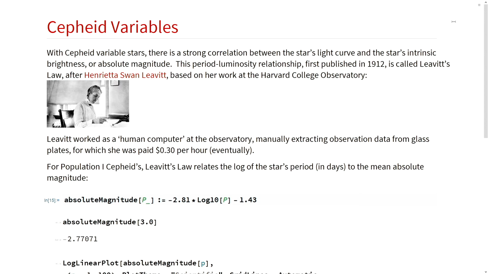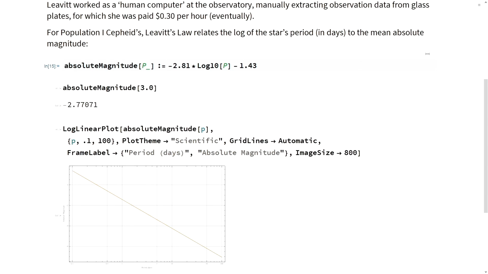But what she determined was that for population 1 Cepheids, there's a simple relationship between the star's intrinsic brightness, its absolute magnitude, and the period of its light curve. They're related by log base 10. So this is called Leavitt's Law, and we can write it in Mathematica as: absolute magnitude is negative 2.81 times log base 10 of the period, where the period is measured in days, minus 1.43.